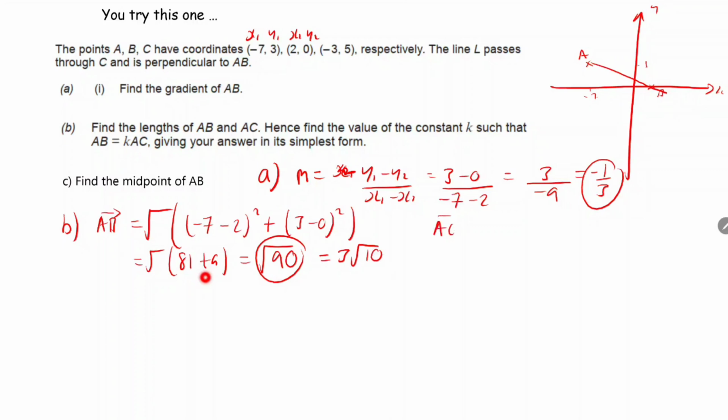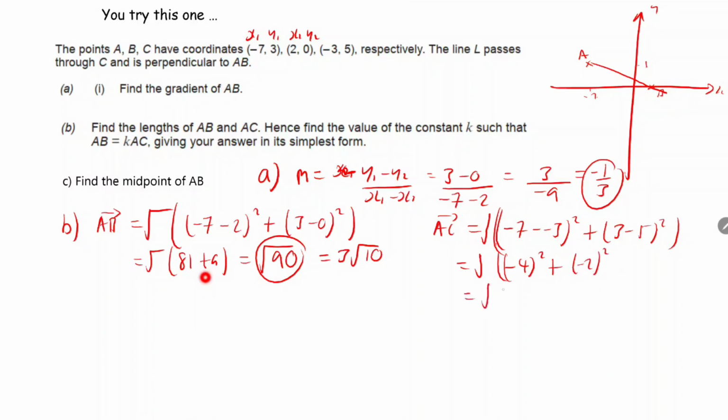Then we're going to work out AC, which is equal to the root of minus 7 minus 3 squared plus 3 minus 5 squared, which equals the root of minus 7 minus 3 is minus 10 squared, plus 3 minus 5 is minus 2 squared, which gives us the root of 100 plus 4, which gives us root 104. And then we can simplify that.